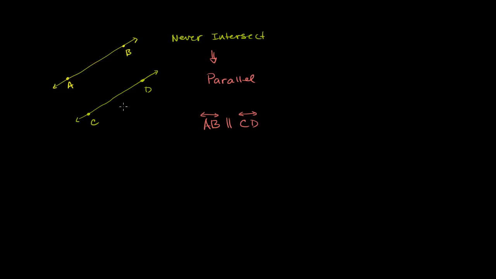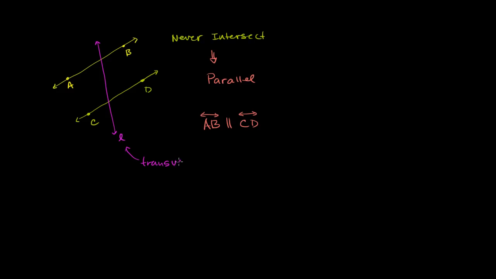Now, with that out of the way, what I want to do is draw a line that intersects both of these parallel lines. So here's a line that intersects both of them. Let me draw a little bit neater than that. So let me draw that line right over there. And I'll just call that line L. And this line that intersects both of these parallel lines, we call that a transversal. This is a transversal line. It is transversing both of these parallel lines.